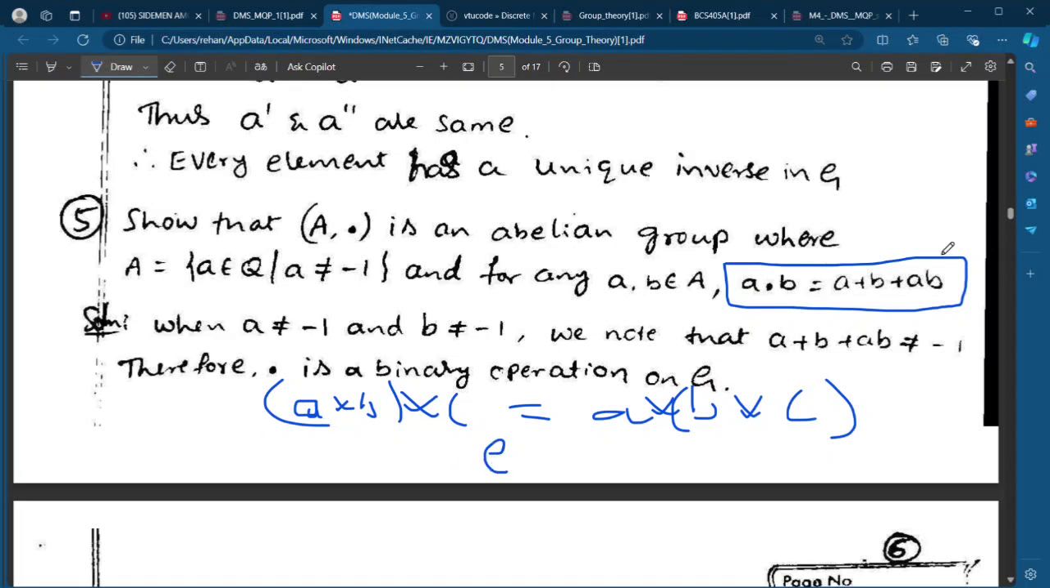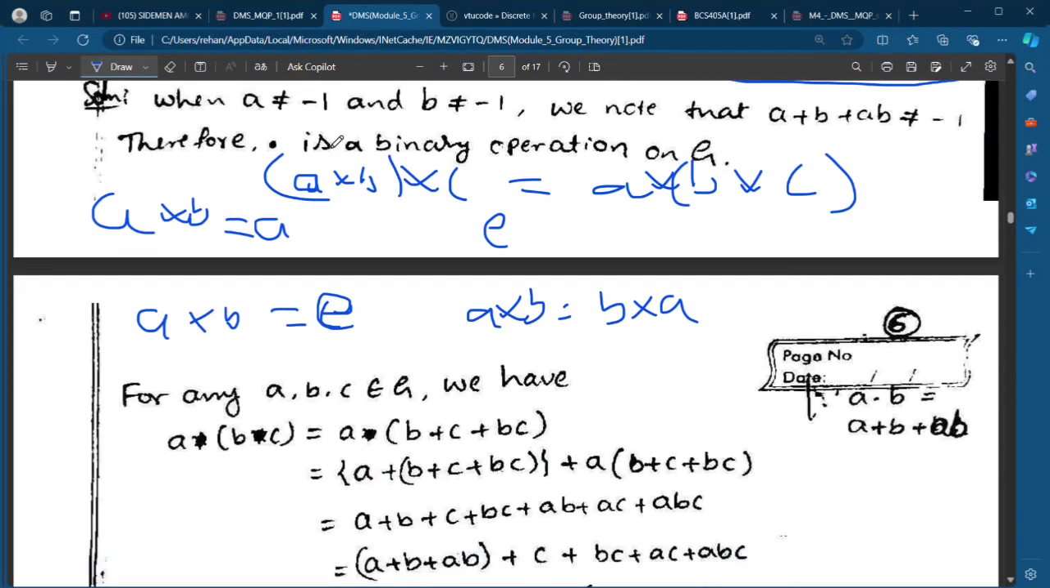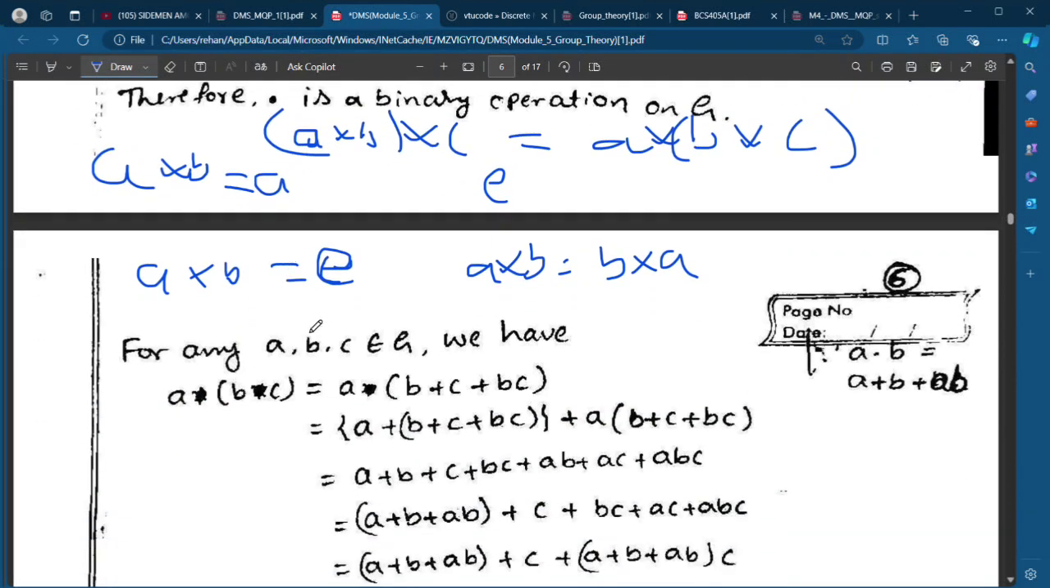Then I have to find one identity element E such that A star E will give me A itself. Then I have to find an inverse element such that A star B will give me the identity element, whatever identity element I get. Then I have to show that A star B is equal to B star A. If I show all these things, then I can say that it is an Abelian group.